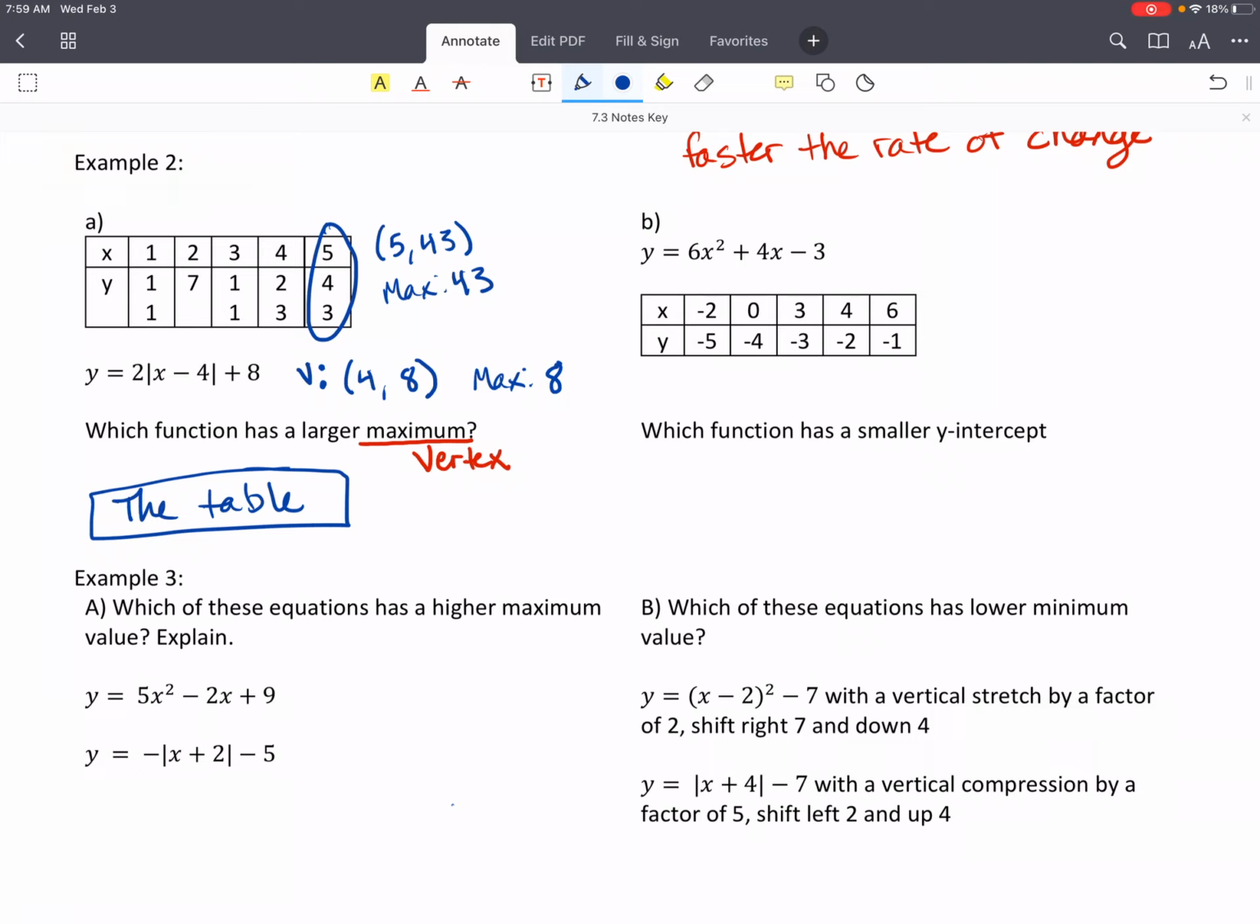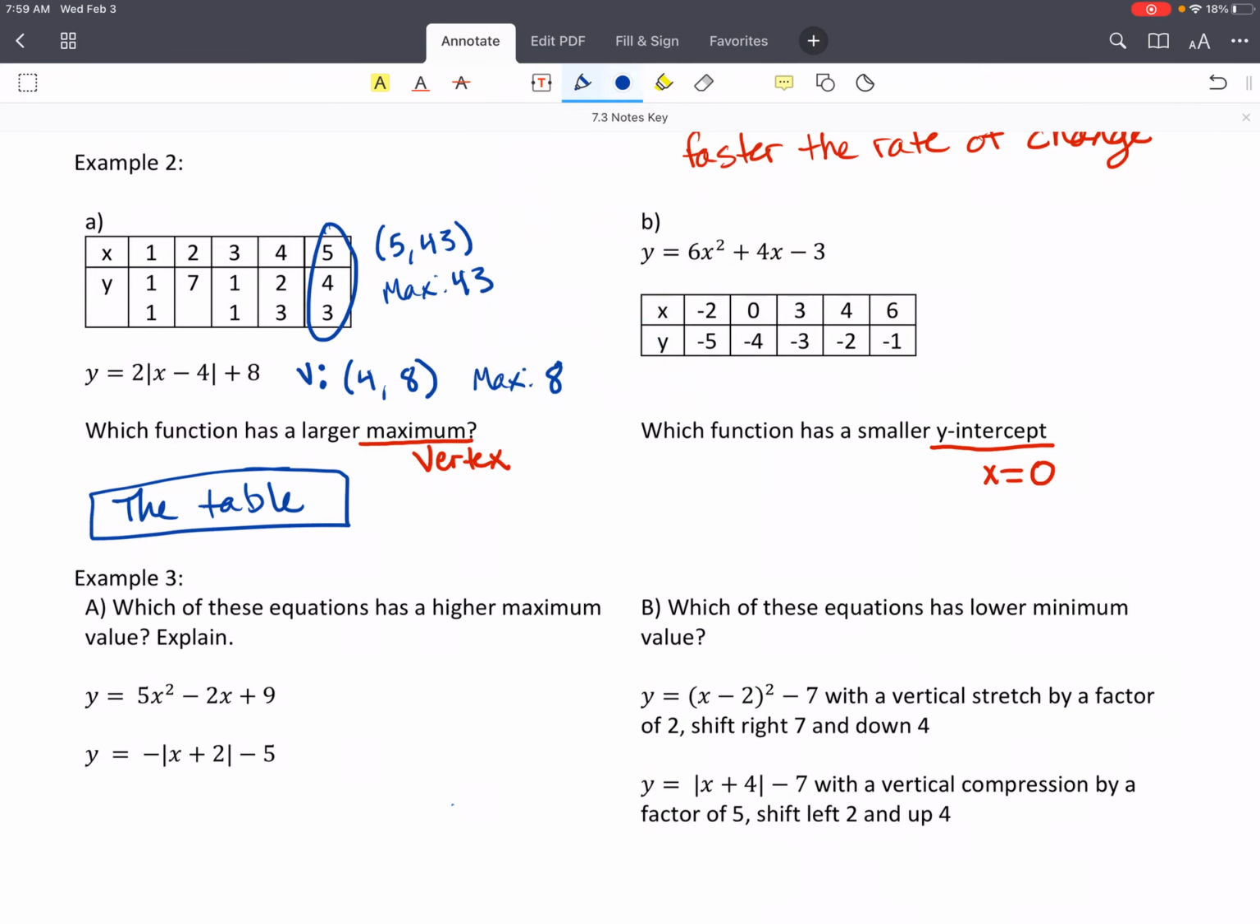We're going to say the table, because the table has a max value of 43. Okay, part B, which function has a smaller y-intercept? Something I want to point out with the y-intercept is that the y-intercept always happens where x equals 0.